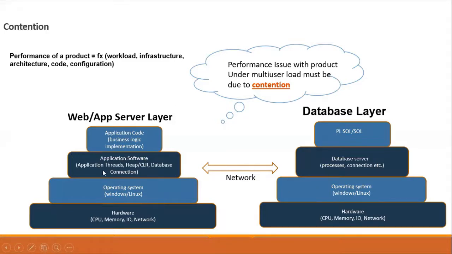Okay, next, application software. Basically here we configure application threads and JVM if it is a Java application. Here we configure the garbage collection policy, database connections and all. Yes, there are cases where these parameters cause performance issues because, as we said, we will not have a number of application threads equivalent to the number of users. That is not required as well. In the same way for heap and database connections, there are cases.